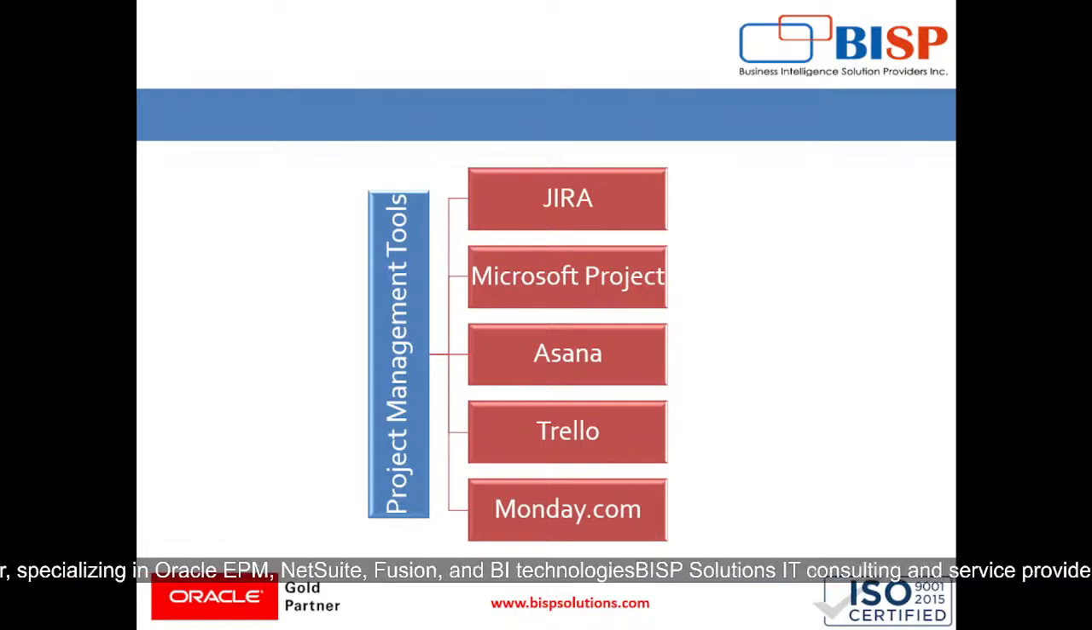Jira is for tracking tasks, bugs and sprints. Microsoft Project is for detailed project planning, Gantt charts and resource management. Asana is for managing tasks, assignments, deadlines and collaboration. Trello is a simple visual tool using boards and cards to track progress. Monday.com is for customizable workflows for tracking implementation milestones and team responsibilities.